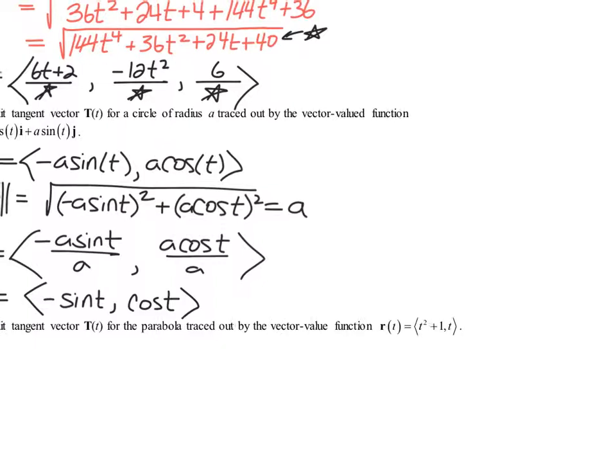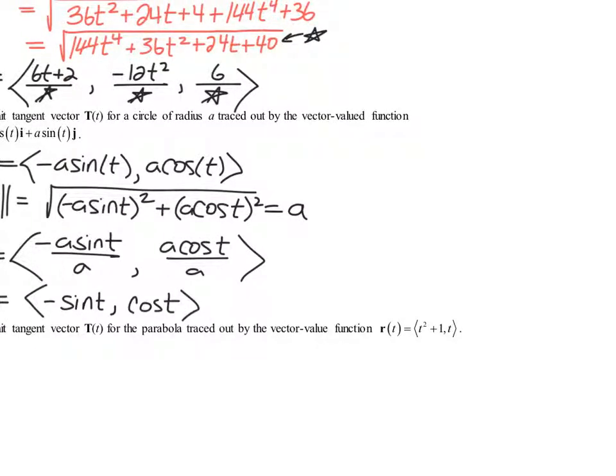Let's put it this way. This is a situation where you can consider it in a slightly different way and come up with the exact same answer. So, the unit tangent vector for a circle of radius A. Let's think of it this way. How about we change the wording up a little bit?